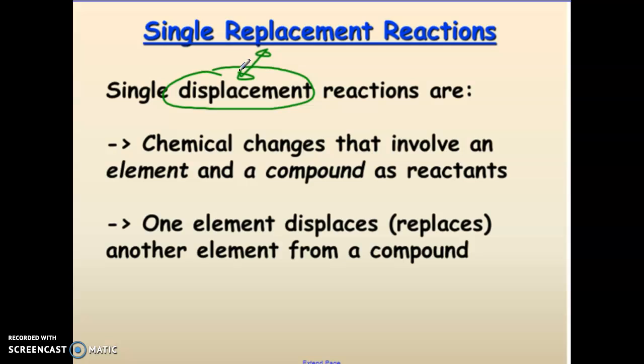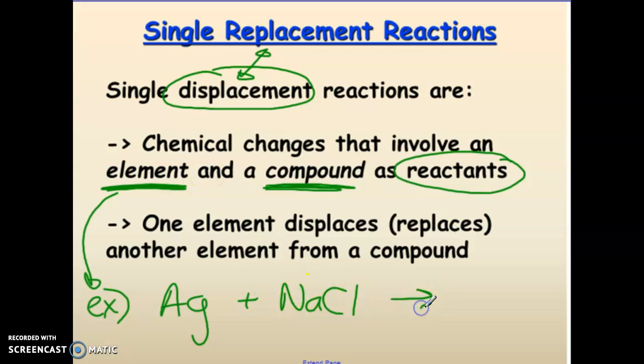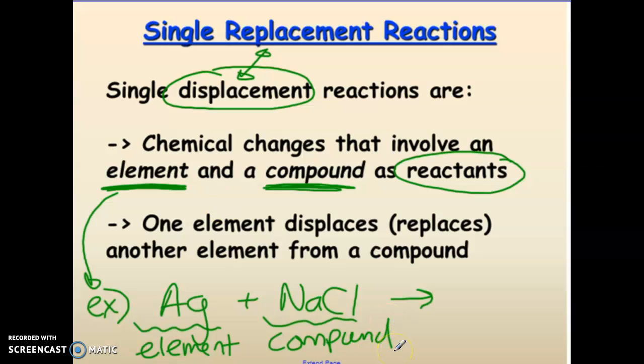So how do we know we have a single displacement reaction? That's when you have a chemical change that involves one element and one compound as the reactants. I'll give you a quick example. Let's say I had silver plus sodium chloride. So I have one element plus one compound. That's how you're going to know this is going to be a single displacement.